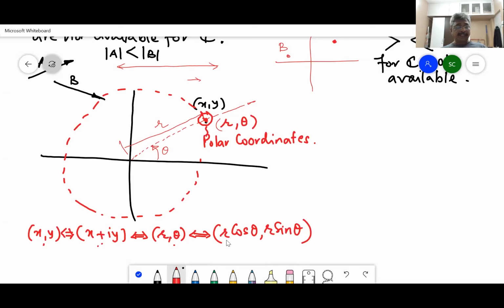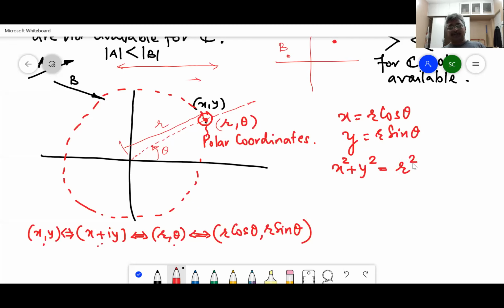That is yet another representation of x comma y. So now x is r cos theta, y is r sin theta. Therefore, x square plus y square is equal to r square. This is the equation of a circle, and that is correct. Therefore, if I want to write r, it is the square root of x square plus y square.